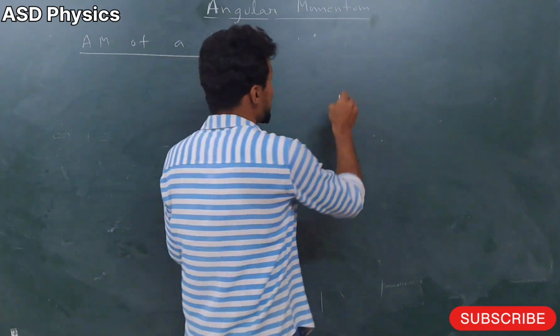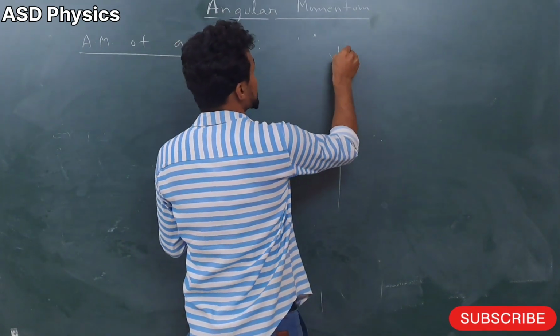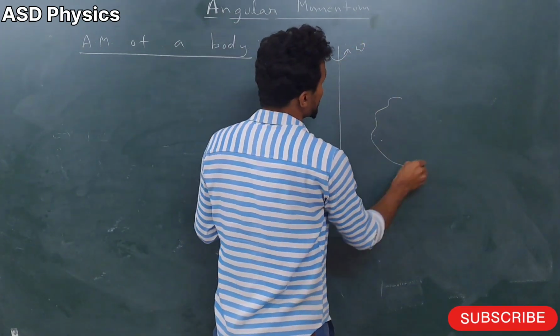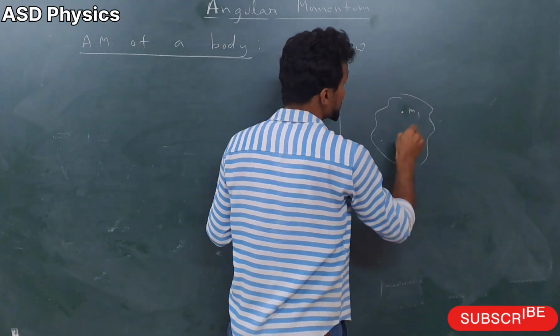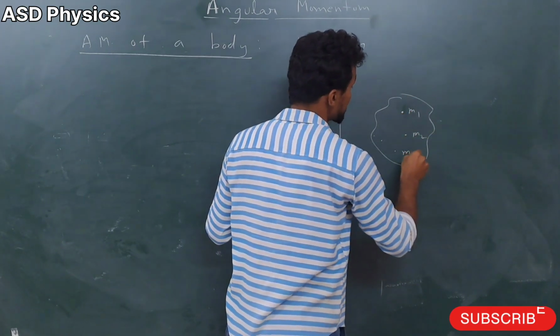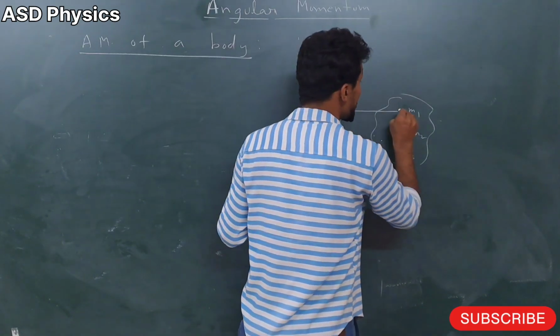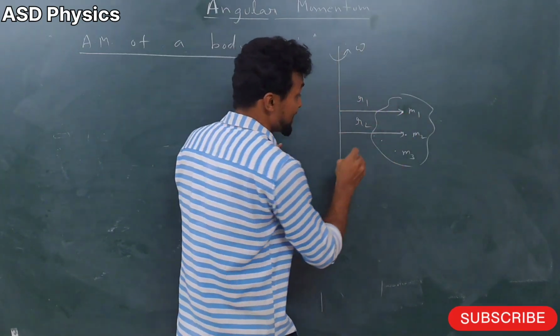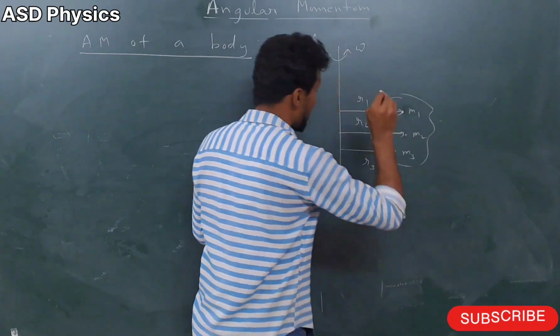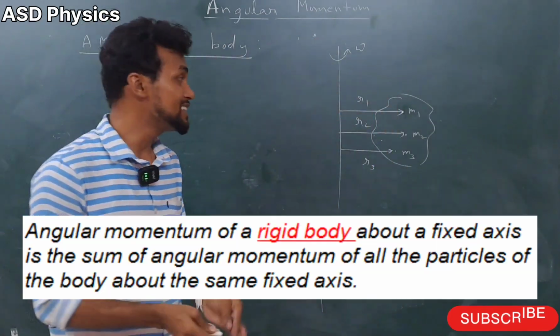Theta is 90 degrees here. See here, this is the axis of rotation, omega, and here is one body. This is m1, this is m2, this is m3. Now the perpendicular distances: this distance is r1, this distance is r2, and this one is r3. Kindly listen very carefully.